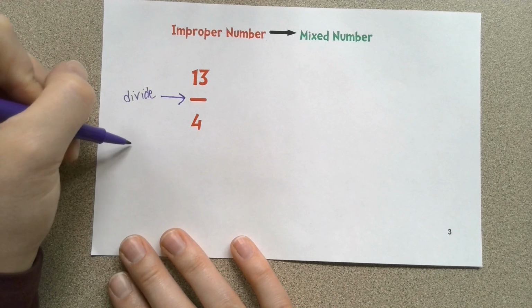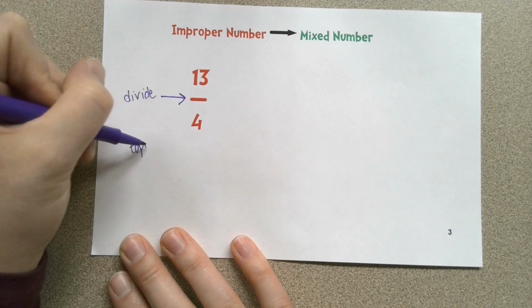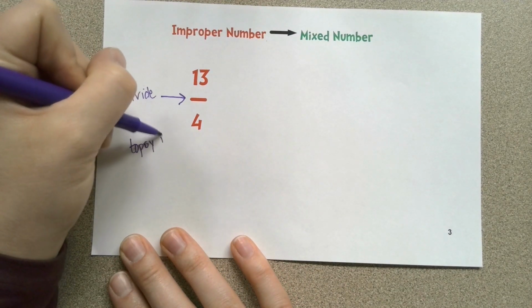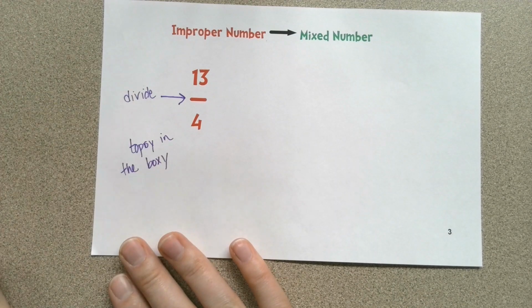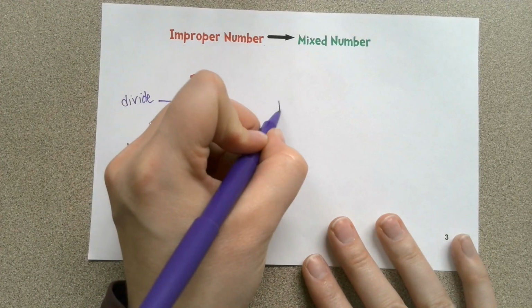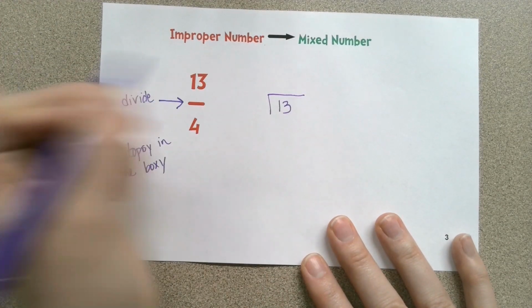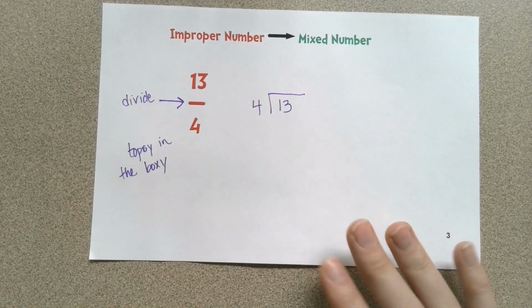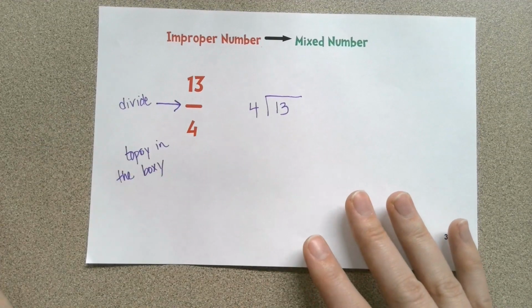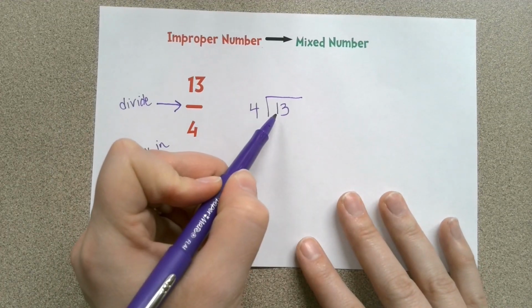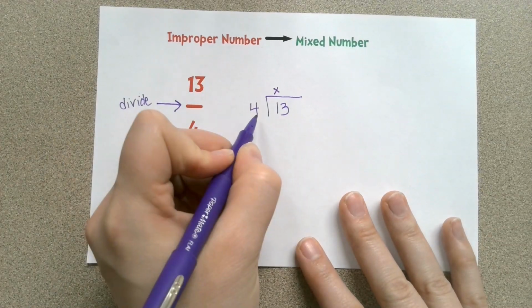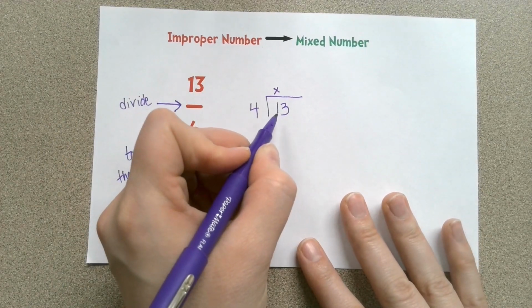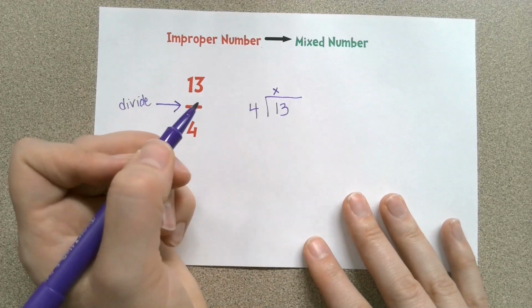The little phrase I use to remember that is topsy in the boxy. Topsy in the boxy. The 13 is in the top, so that's going to go inside our division box. Topsy in the boxy. And then we're just going to divide. 4, we cannot take 4 from 1. There's not enough. But 4 can go into 13, or we can take 4 from 13.